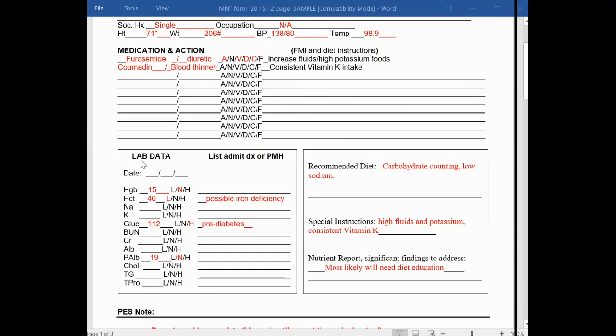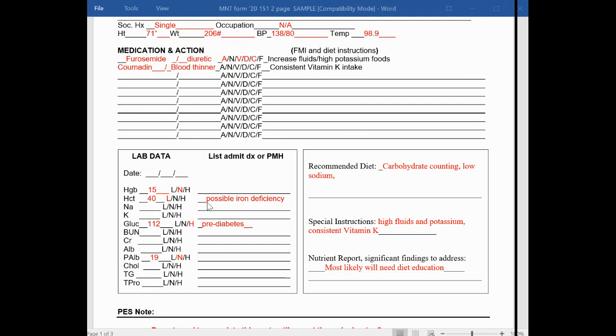Next is our lab data, and we don't have a date for the lab data. And we don't have all of the labs listed here, so we're just going to fill in what we have. We have a level for hemoglobin of 15, which you'll find in the case here. And when you look on page 173 in your text, you will see that 15 for male is normal. Hematocrit is 40, and on page 173 in your text, that means he's just shy of the normal range.